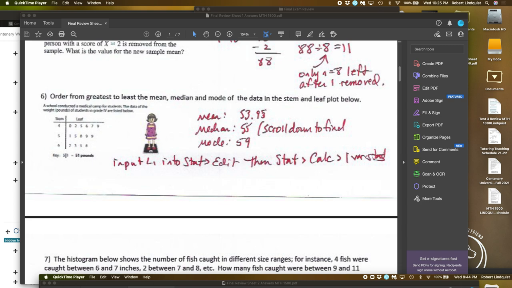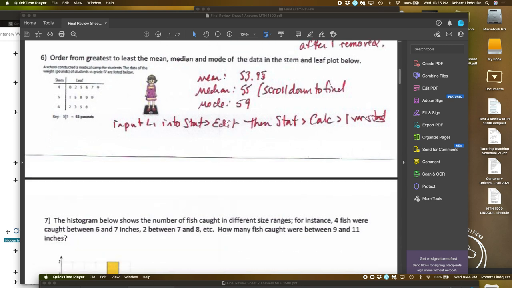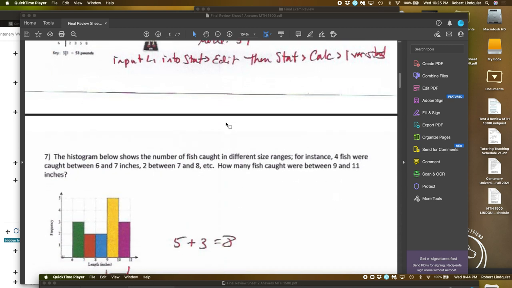To find the median, you got to scroll down a little bit until it kind of gets on like a second page over there. It'll say first quartile, etc. So that's where you find the 55. And the mode, I look over here, the mode is 59. So I forgot to put least from greatest to least. So the greatest one is the mode, which is greater than the median, which is greater than the mean. Okay? All right, next up.